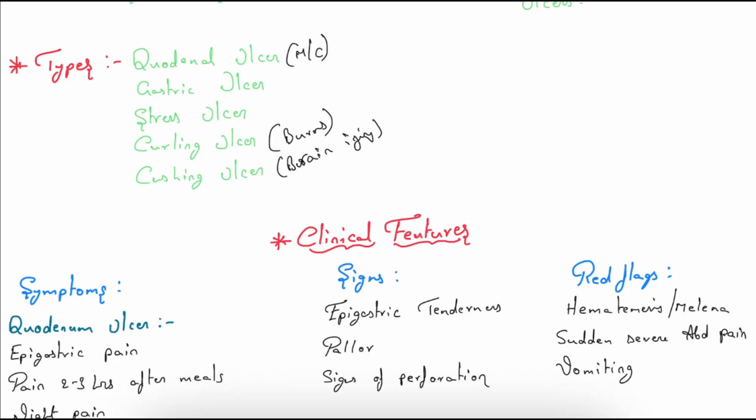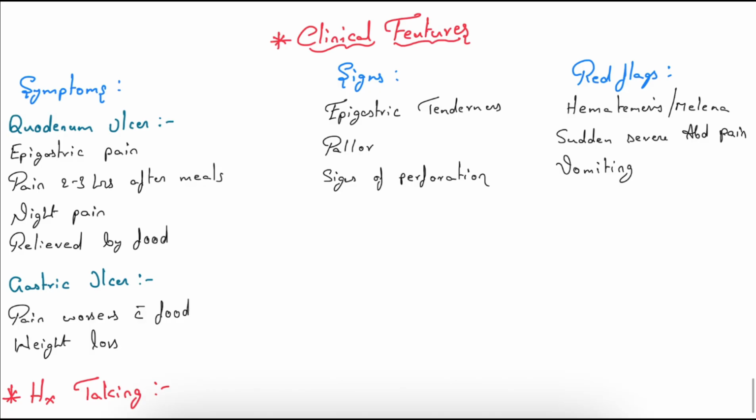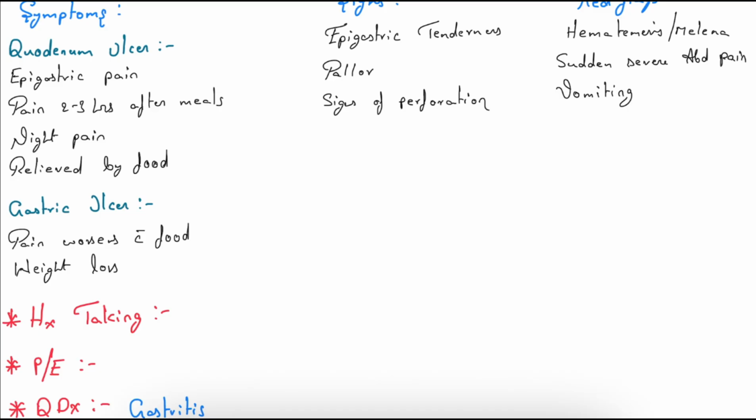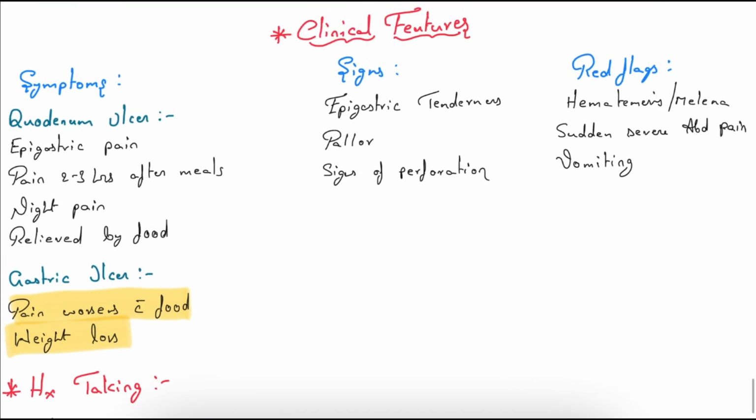Next, we can see clinical features. In clinical features, if you're seeing symptoms, that is gastric ulcer. In gastric ulcer, the patient will get pain that worsens with food, and we can see weight loss. So that is gastric ulcer. Why weight loss? Because whenever the patient eats food, they get pain, so they will stop eating and get anorexia, not having interest to eat because of pain.